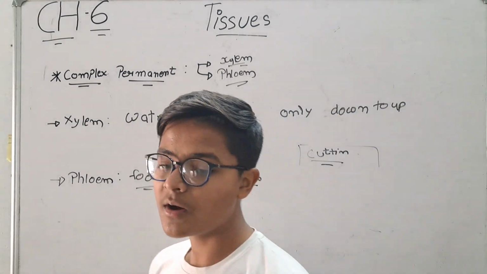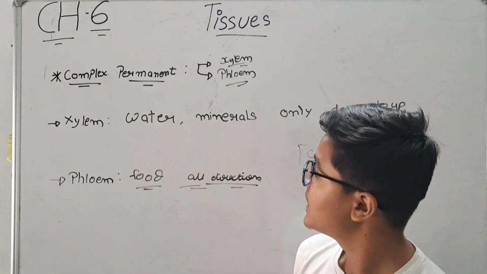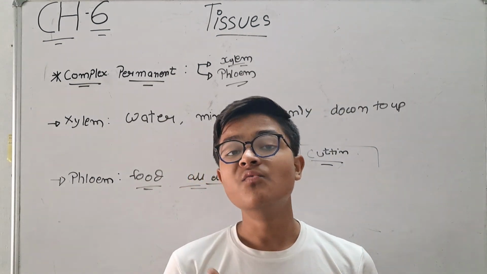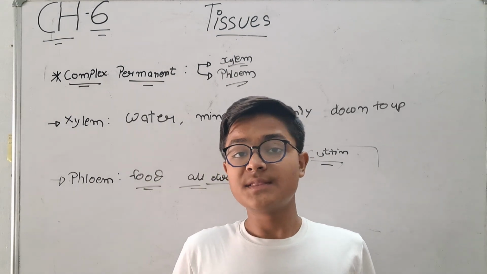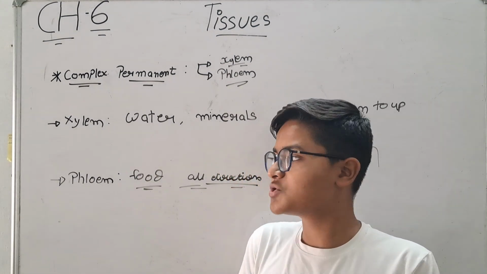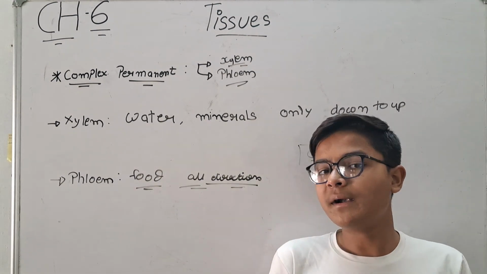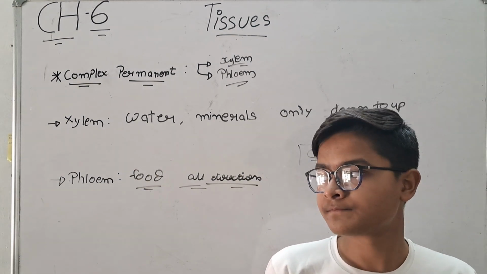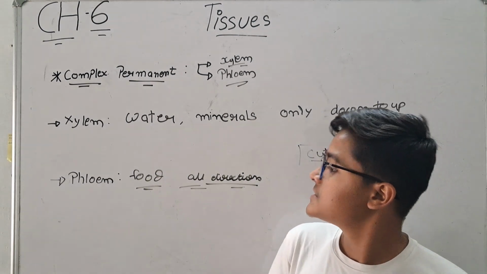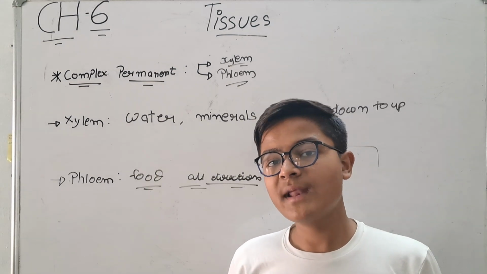So here we have completed our plant tissues. This is part 1 of the video, students. In part 2, we will discuss animal tissues. There are four types of animal tissues: epithelial, connective, muscular and nervous tissue. So let's meet in part 2. This is the end of part 1. In part 1 we have done plant tissues, and in part 2 we will do animal tissue.